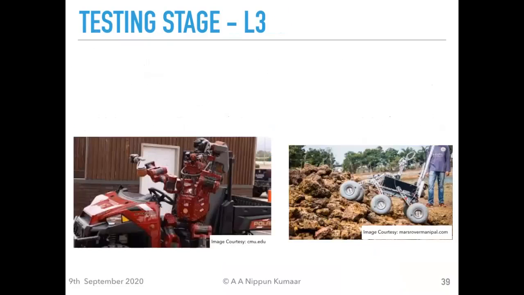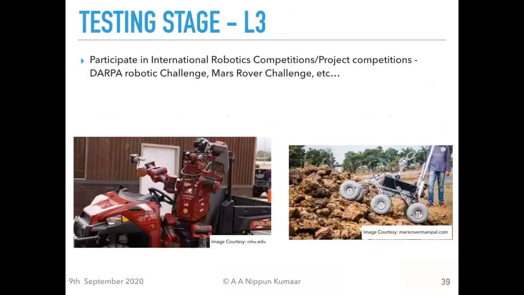So how do I test it? Now you go to a bigger level of competition. There is a competition by DARPA, an American military research organization. They have a robotics challenge. The picture you see just below the red color robot, it actually drives the car. It's a humanoid robot which is capable of driving. It's a snap of the DARPA robotics challenge probably 3-4 years back. You have the Mars rover competition. The right side picture is a Mars rover in a competition.